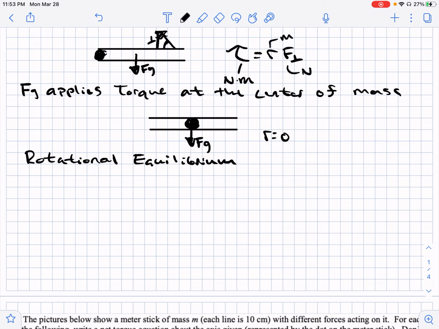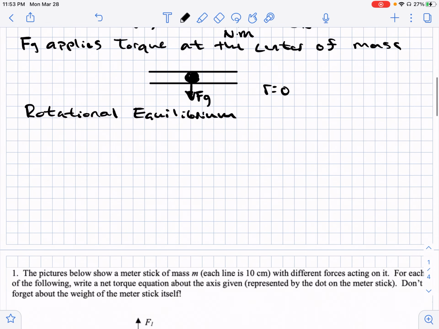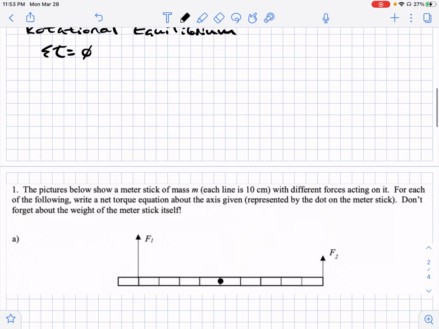Now, last semester, when we said an object was in static equilibrium, that meant that my net force was equal to 0. For rotational motion, that just means that my net torque is going to equal 0. And so we're in a static situation. So that means that all of my torque would equal 0. So let's go ahead and work some practice problems here.